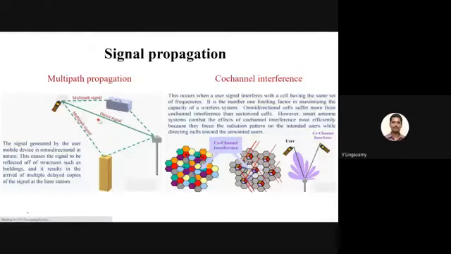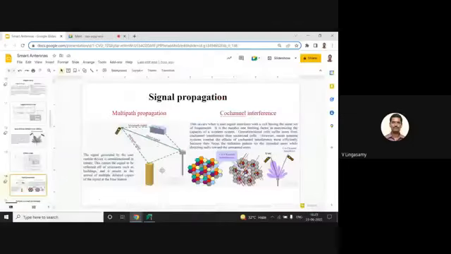So the problems associated with the multipath: one is fading. Next is phase cancellation. How does it happen? Because we are getting multiple copies, right? Which will have either in-phase or out-of-phase quantities, right? For example, this signal is arriving at 0° phase shift, but this signal may arrive at 180° phase shift.